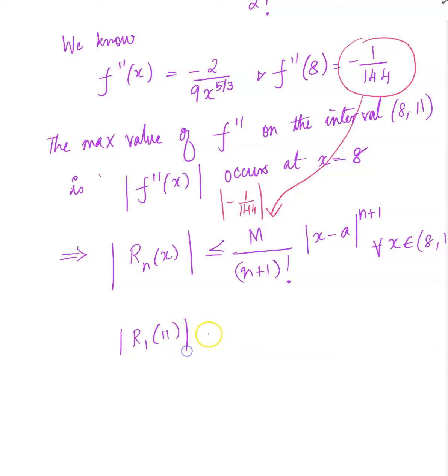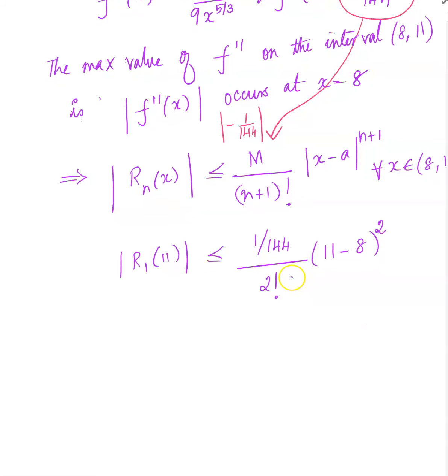R1 of 11 is less than or equal to 1 over 144 divided by 2 factorial, times x minus a, and we now have x as 11, so 11 minus 8 to the power 2. Go ahead and compute this. That gives us R1 of 11 is less than or equal to 0.03125.